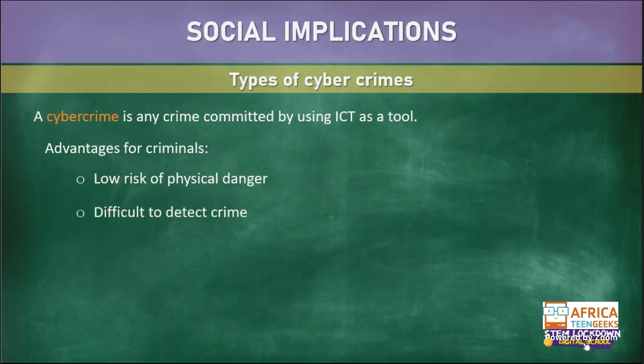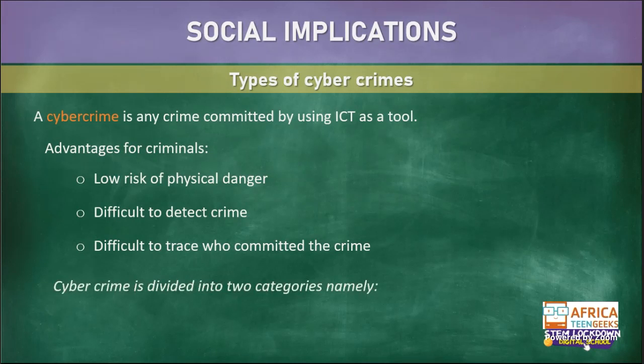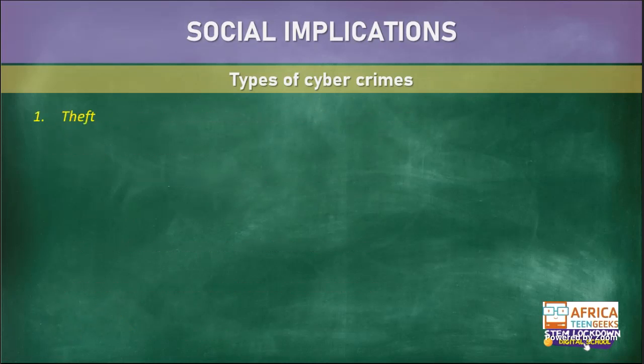Cybercrime sometimes it's difficult to detect. Number 3, it's difficult to trace who commit the crime. And we divide cybercrime in 2 main categories, which is number 1, theft. Number 2, abuse and extortion. So we are going to look at each of these 2 in detail.